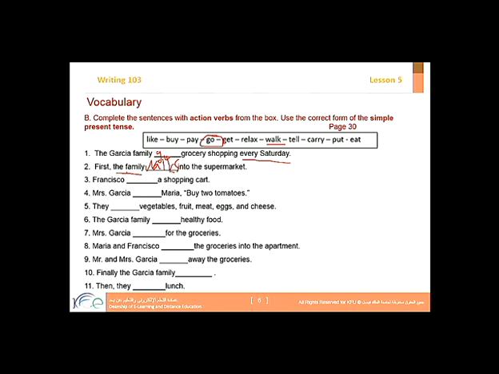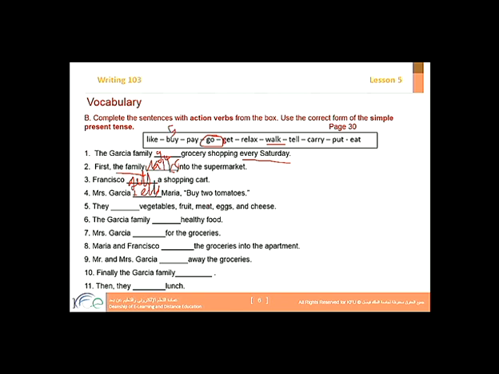So I can say the Garcia family walk into the supermarket, or the Garcia family walks into the supermarket. Both are correct. Now number 3, Francisco gets a shopping cart. Gets, we add s to the verb because Francisco is singular. Mrs. Garcia, Maria buy 2 tomatoes. Mrs. Garcia tells. Okay. Number 5, they vegetable, fruit, meat, eggs, and cheese. They what? They buy.